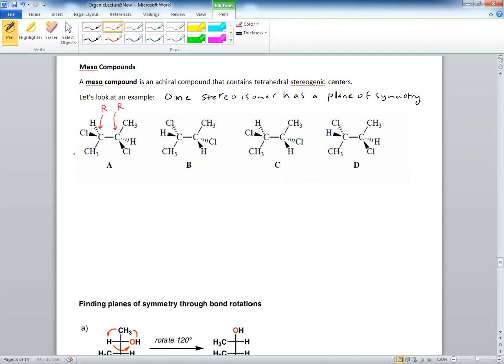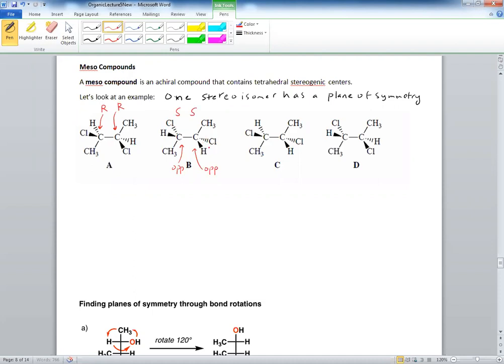So now I look at them. Did I switch any of them? Yes, I switched the Cl. I switched the Cl, so that's opposite. So these must be S S.